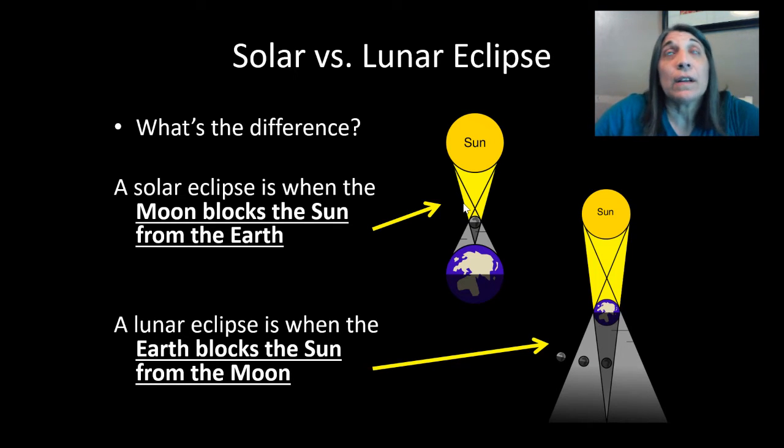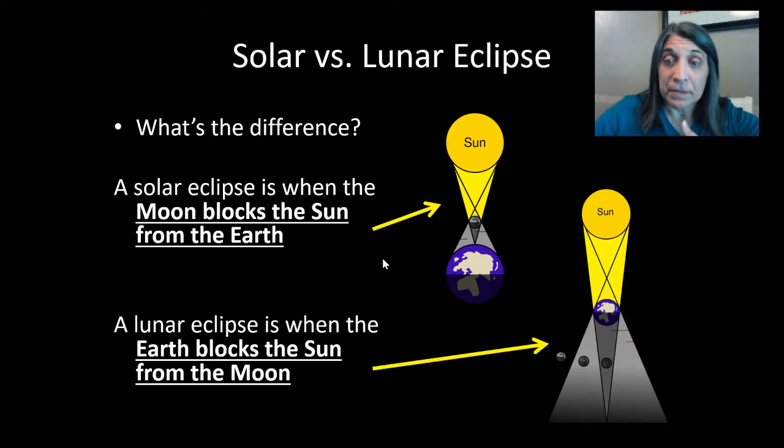Okay, trying to remember the difference between them is difficult sometimes. But I always think, solar energy comes from the sun, so if it's blocking our solar energy, it means it's blocking the sun from shining on us. So that would be a solar eclipse, when the sun is being blocked from shining on us.